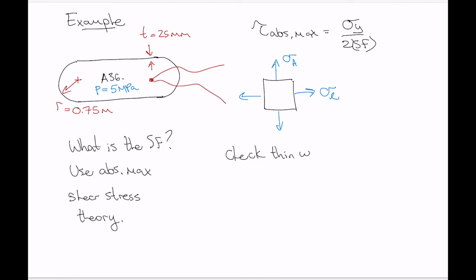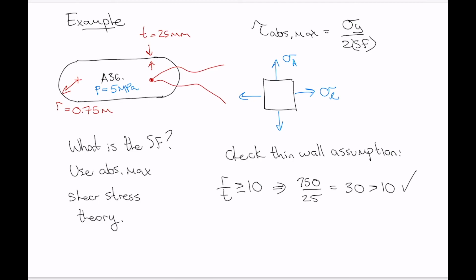So check thin wall assumption, right? The assumption is that the radius over the thickness has to be greater than 10 for this to be considered a thin wall. So let's pop in the numbers here. We've got 750 divided by 25, so that's 30, which is greater than 10, so no problem. So this is indeed thin-walled.